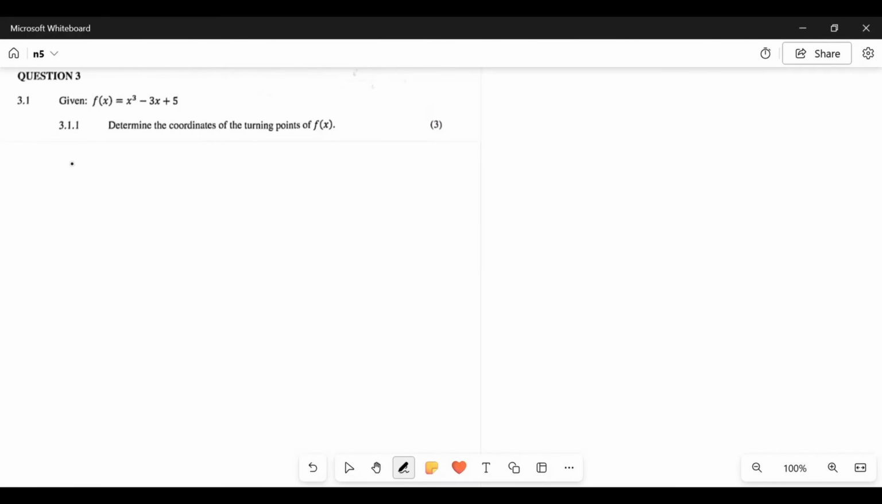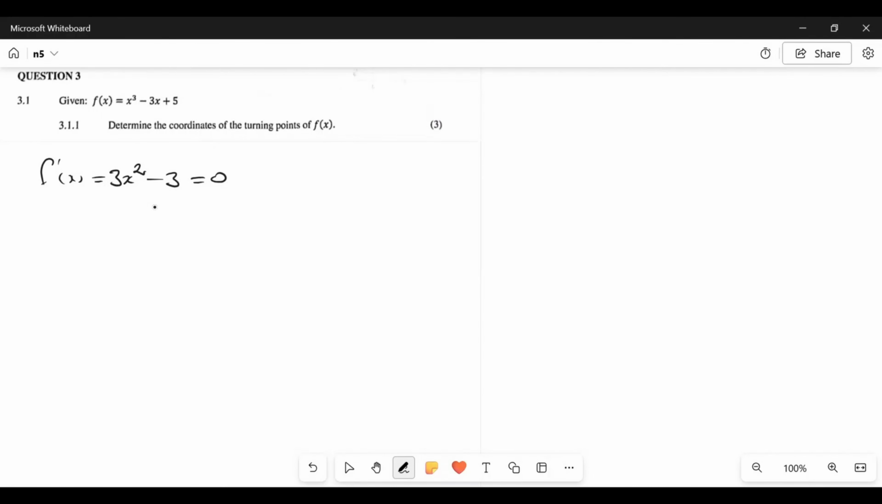All right, so let's find the coordinate. First of all, we derive this. So when you derive this, f'(x) is equal to the derivative of x to the power of 3, which is 3x to the power of 2, minus 3. All this is equal to 0.